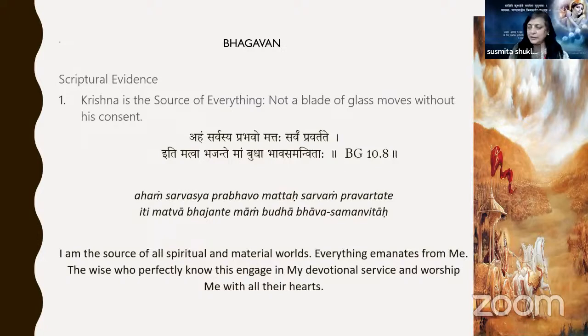So in the 10th chapter, Krishna says he is the source of everything. He says, Aham sarvasya prabhavo mattah sarvam pravartate. Aham sarvasya, whatever is there, material or spiritual. Aham is I. I am the source of everything, and mattah sarvam pravartate, everything emanates from me.